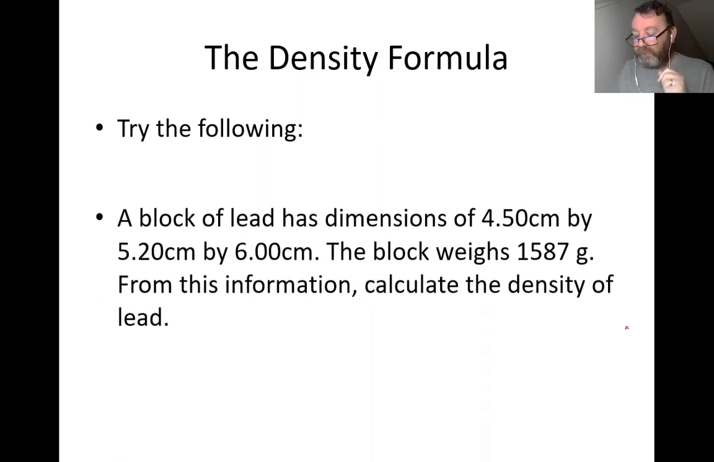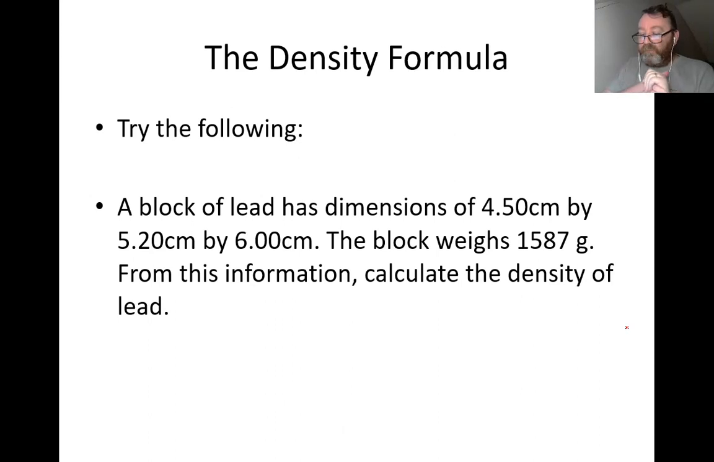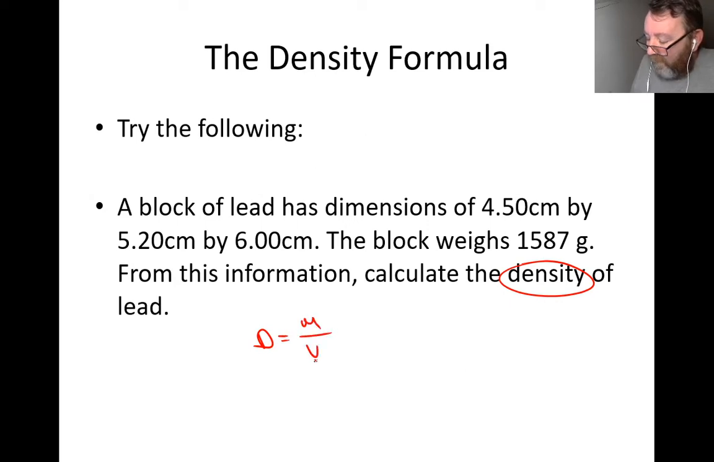Okay, try this. A block of lead has dimensions of 4.5 centimeters by 5.2 centimeters by 6 centimeters. The block weighs, or has a mass of, 1,587 grams. From this information, calculate the density of lead. Now, what's the key word? What do we ask to calculate? Calculate the density.